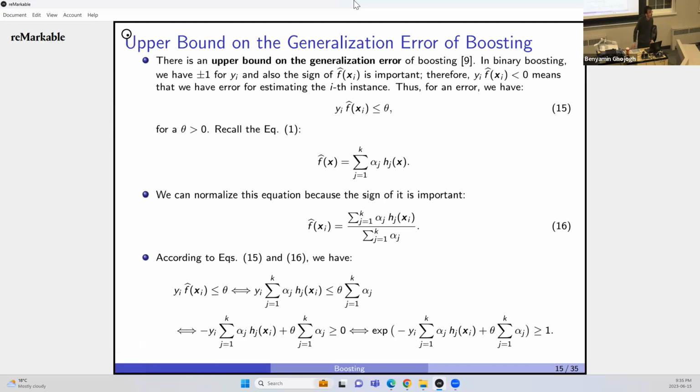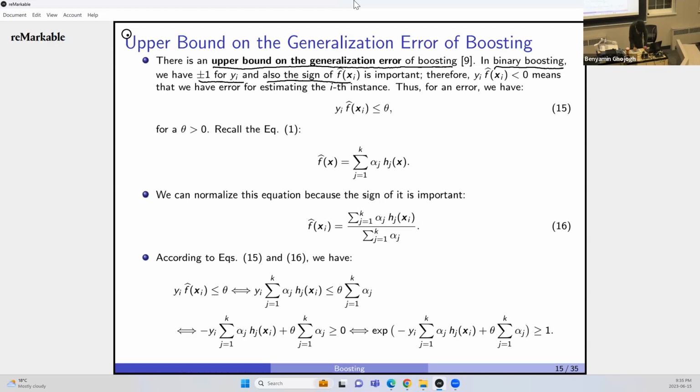What? No, we are not making an assumption. We are going to prove it. I told you ahead of time that we will prove that the probability of generalization error will be less than a value. So there is an upper bound on the generalization error of boosting, and we are going to prove it. In binary boosting, we have +1 and -1 for yi, right?